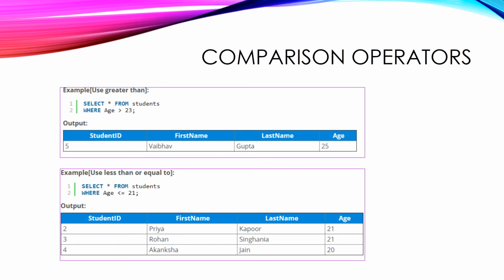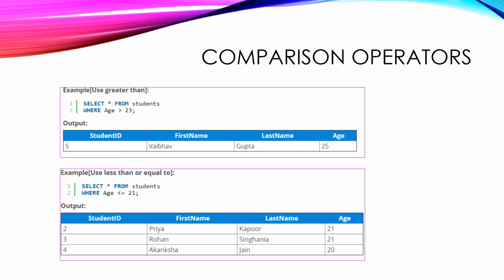The next comparison operator is greater than. SELECT * FROM students WHERE age > 23. In the above table, only the fifth record satisfies the condition. So the output is student ID 5, the first name Vainav, the last name Gupta, and age is 25.